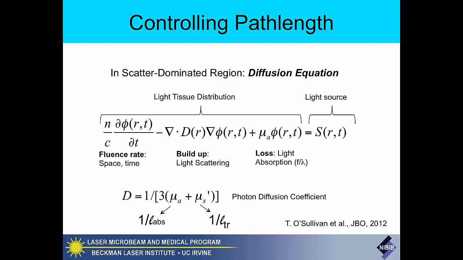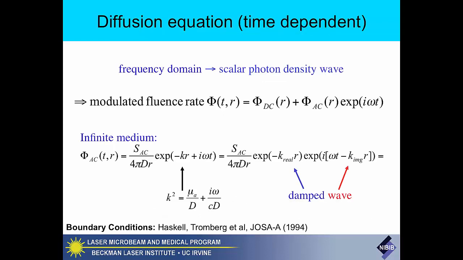And then we have a photon diffusion coefficient, which is a function of the absorption length and the scattering length in tissue. And in order to make this work for frequency domain photon migration, we actually have to solve this in terms of a modulated fluence rate. And in our case, we typically employ sinusoidally modulated light sources. So the modulated fluence rate has both a DC and an AC component to it, as we know from how we describe sinusoidally modulated waves. And this is the solution in infinite medium.